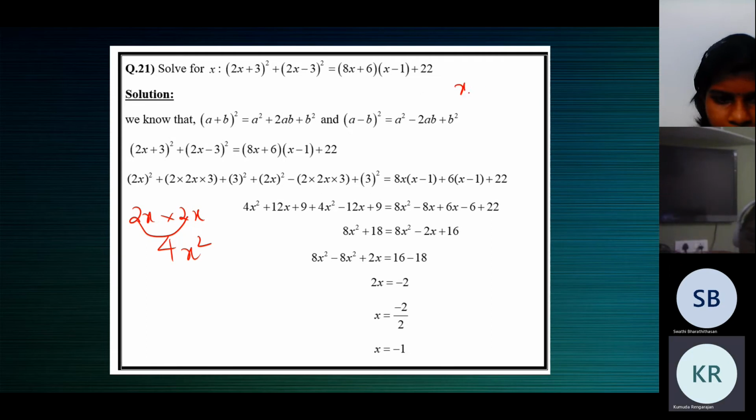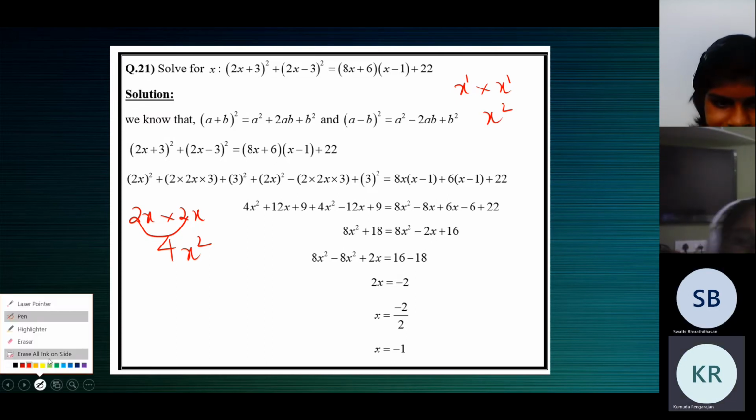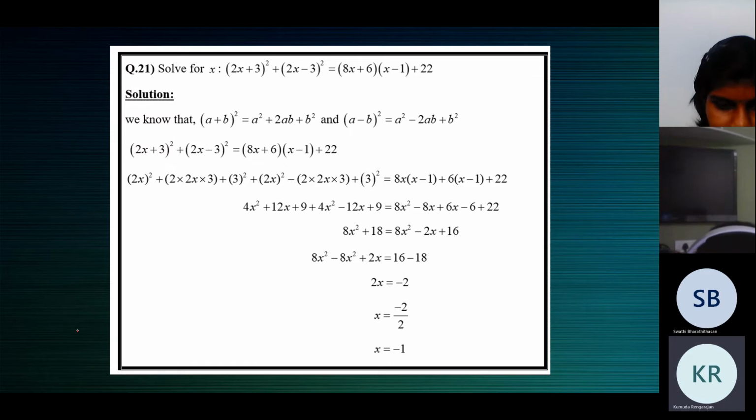Laws of indices. x into x. I was telling this to this class only, right? Or I was talking to the 9th standard, I don't know. Did I tell you about this in the last class? x into x is x squared? Yes, ma'am, you said it. Okay. Sometimes I get confused. I might have told the 9th standard students and assumed it for you. So you all agree that we discussed that in the last class.